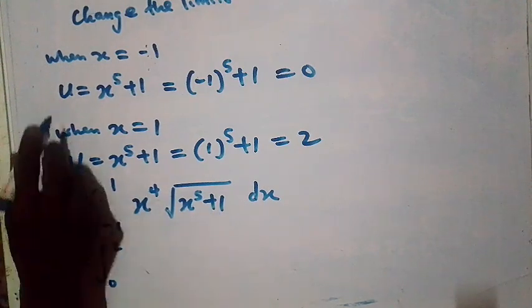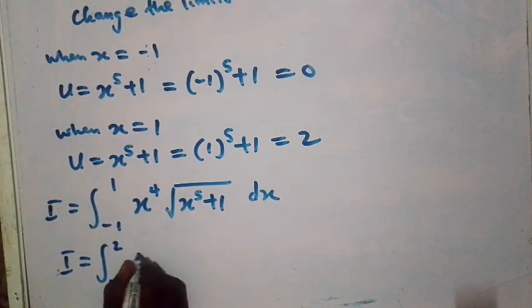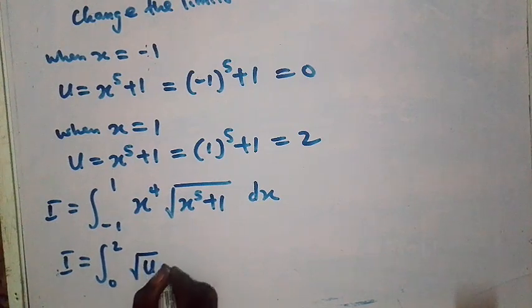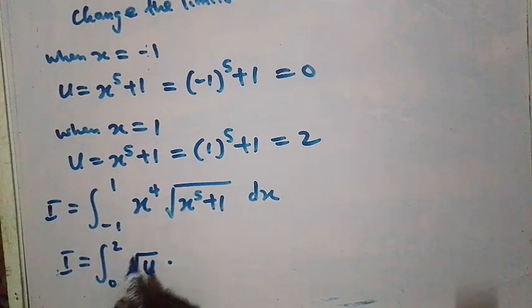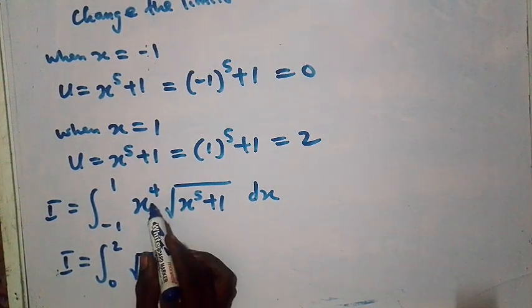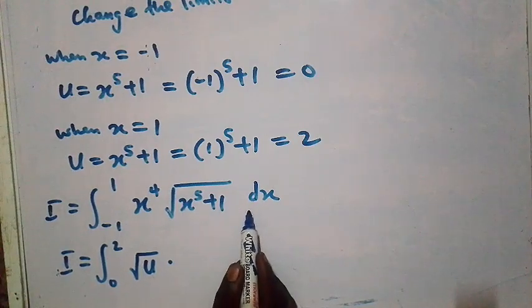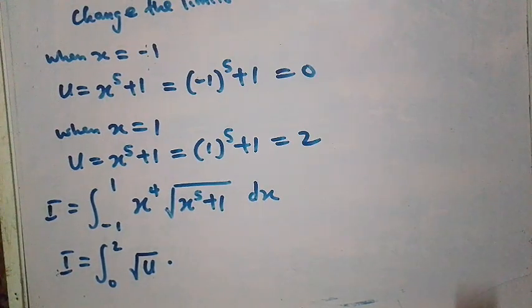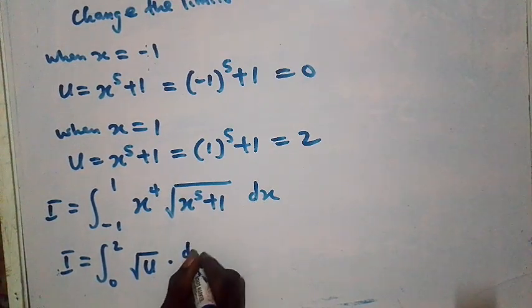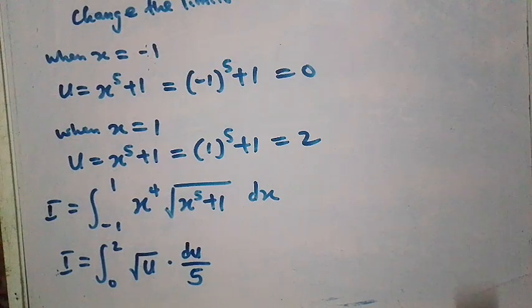If we replace it by u, then we have the square root of u multiplied by, we are left with x raised to the power of 4 dx. And from our previous substitution, we said x raised to the power of 4 dx is equal to du over 5.